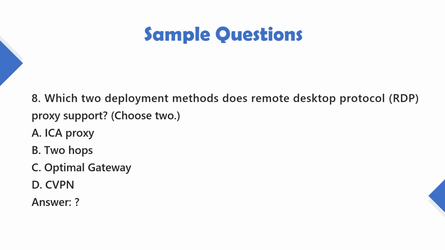8. Which two deployment methods does Remote Desktop Protocol, RDP, proxy support? Choose 2. A. ICA proxy. B. 2 hops. C. Optimal gateway. D. CVPN.